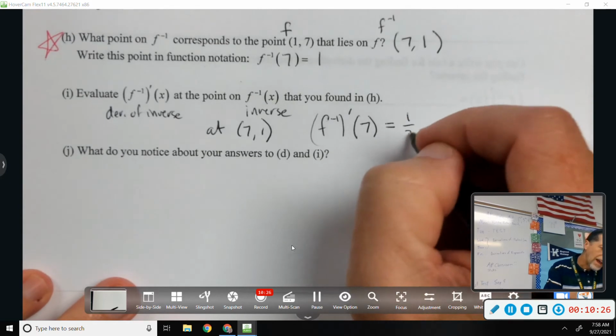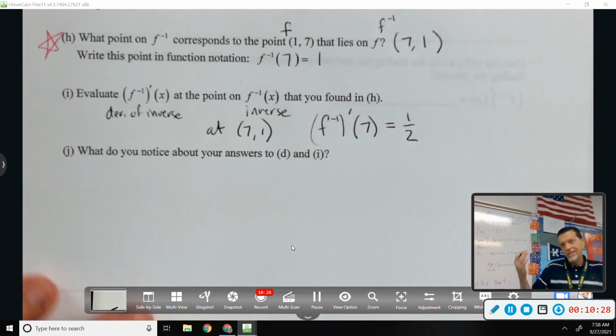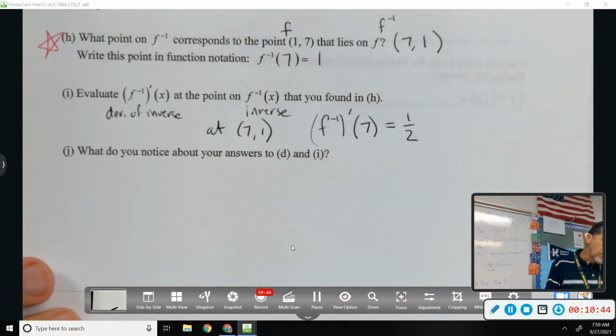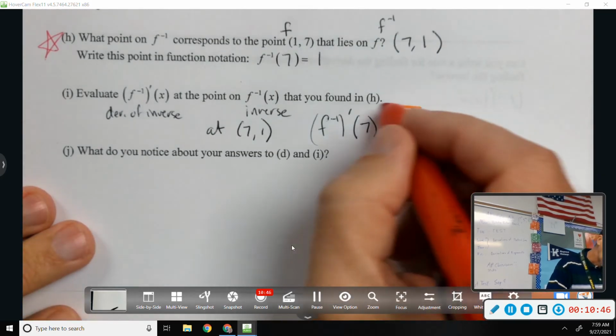How did you know it was 1/2? Because it's the slope, and if we're doing a line, the slope's always the same. So the slope is 1/2, which means the derivative is 1/2. Okay, now here's the big aha moment that is probably not quite aha for you yet, but question J, what do you notice about your answers to D and I?